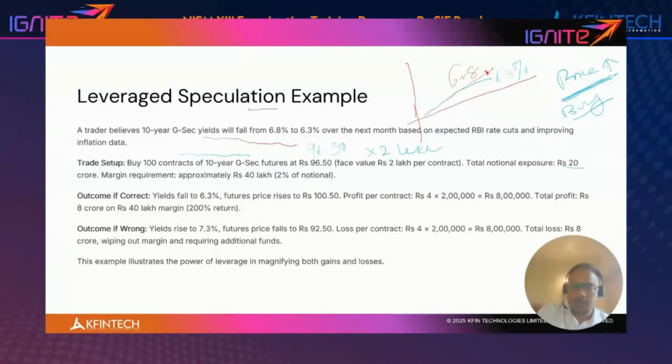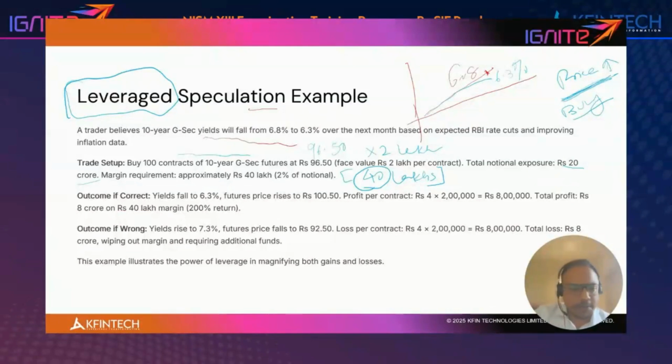So the total exposure becomes 20 crore and the margin requirement is 40 lakhs. So by paying 40 lakhs, he's got an exposure of 20 crores. That is the leverage. By paying 40 lakhs, he's got an exposure of 20 crores.